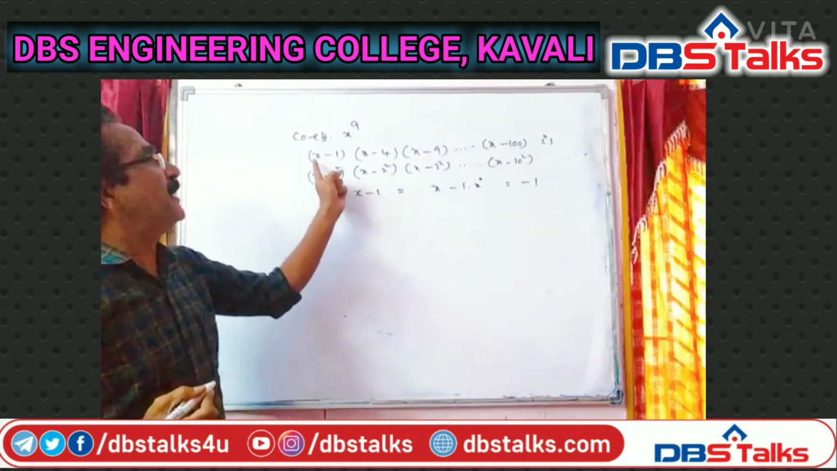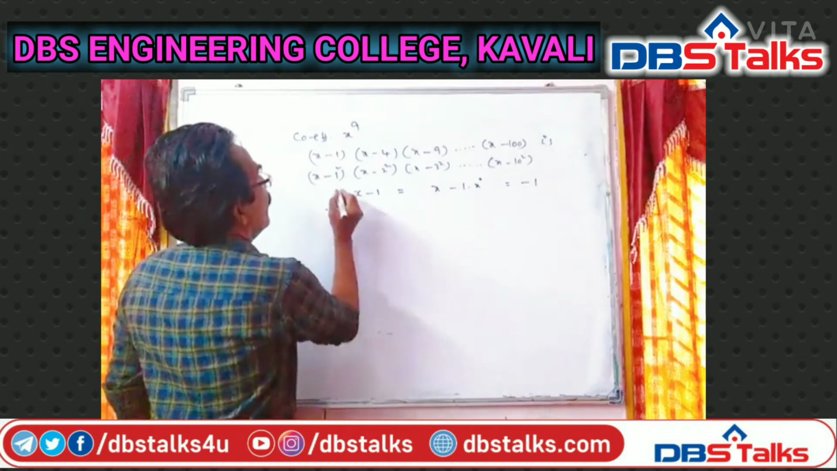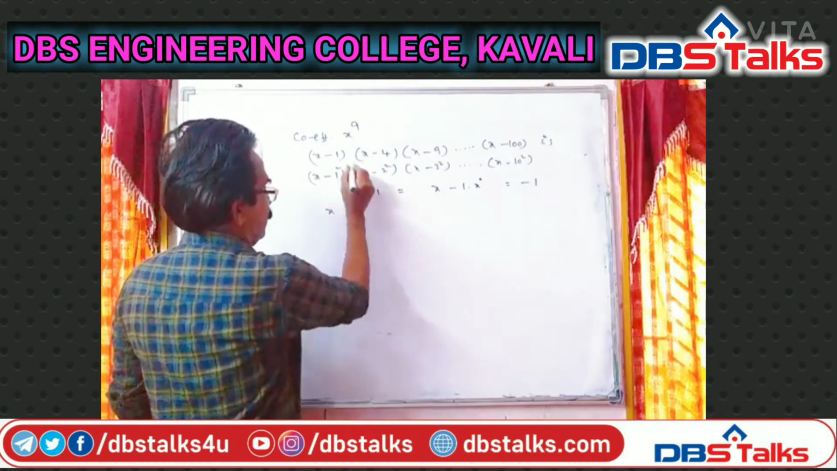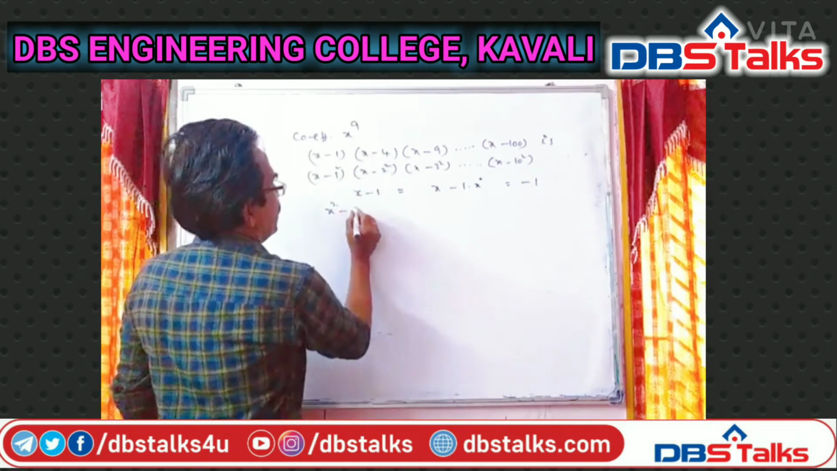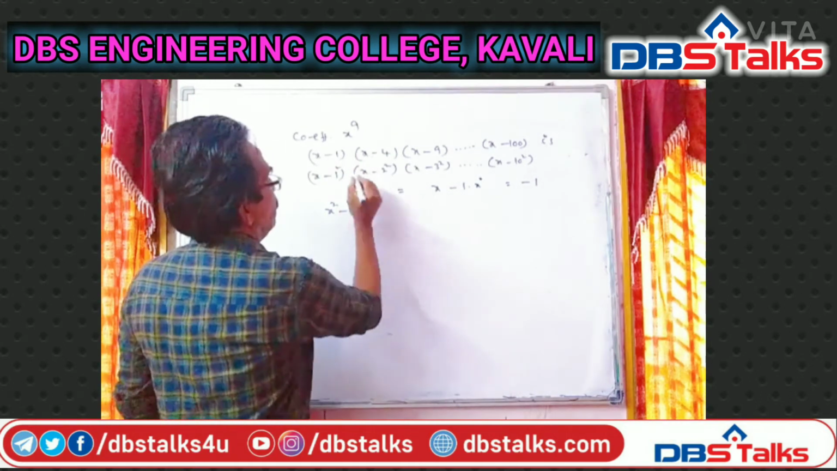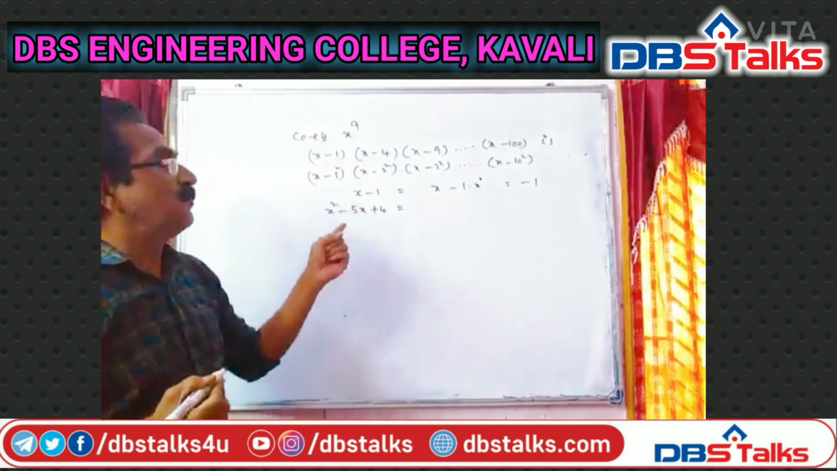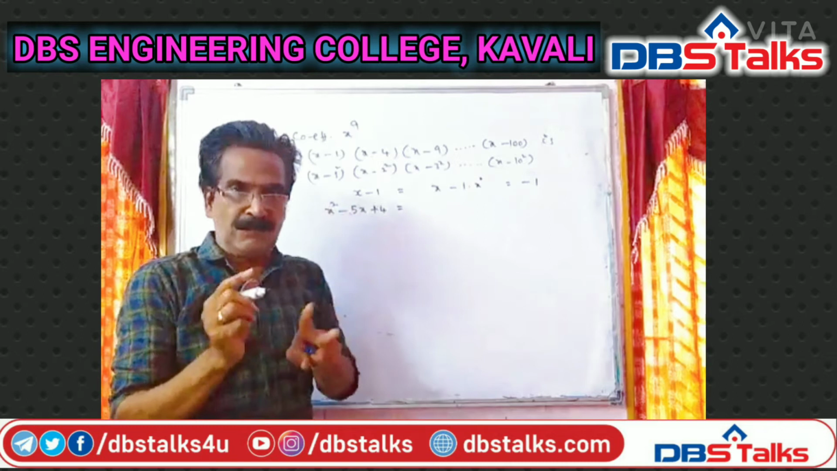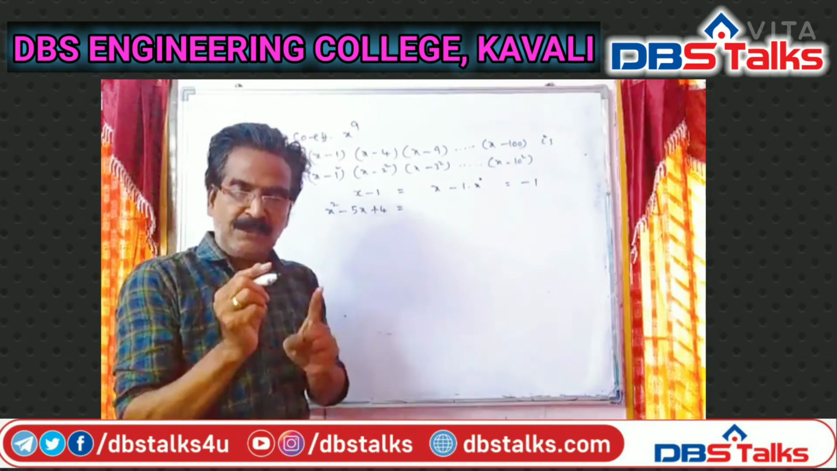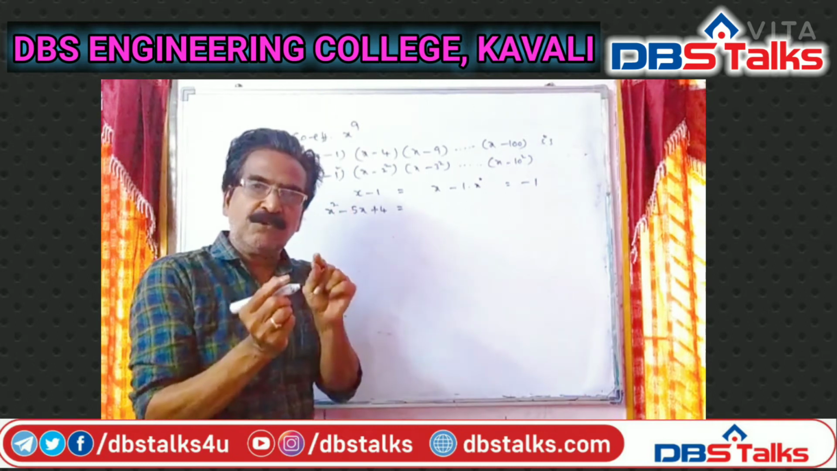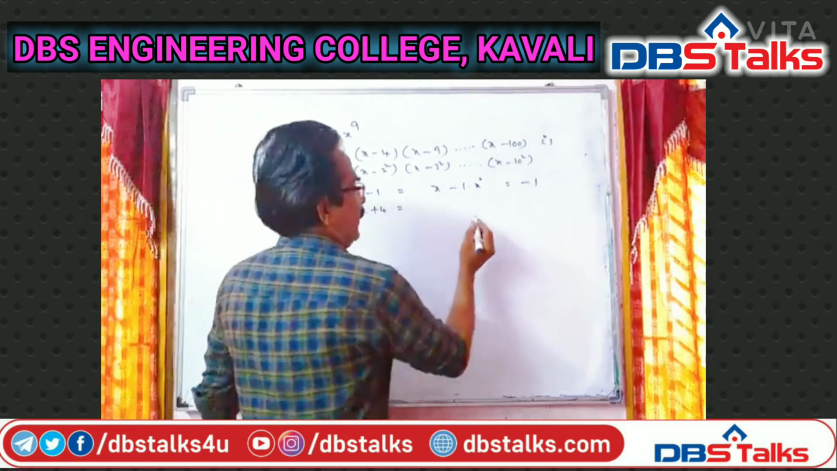If you multiply two terms, that is (x minus 1) into (x minus 4), we get x square minus x minus 4x minus 5x plus 4. So here we are multiplying two terms. When two terms are multiplied, what is the coefficient of x power 1? X power 1 is minus 5.